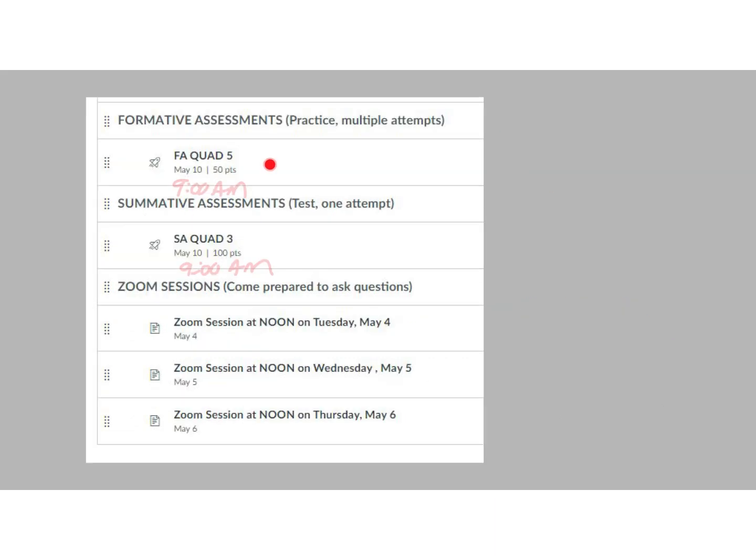Speaking of the formative assessment, we have it right here. There are 10 problems on it. They are all solved by quadratic formula. And then if we are having some questions, we know that we have several Zoom sessions here that we are able to attend, or like always, you can Canvas message me.